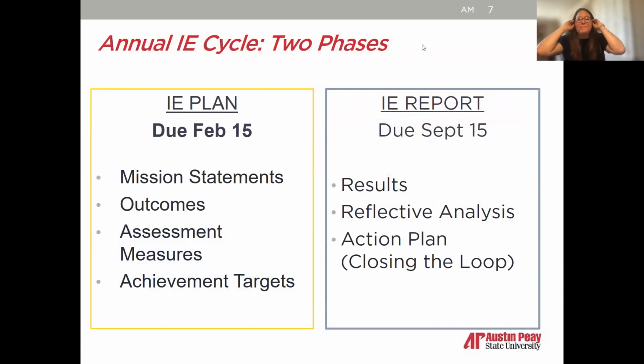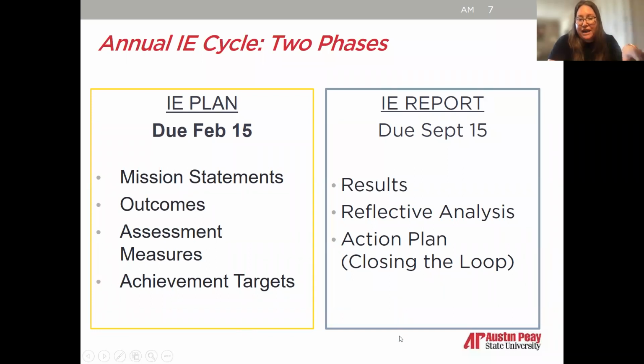I can go ahead. So we have two phases to our IE cycle. One we just finished was the IE reporting cycle or phase, which I'm sure you all fondly recall, getting those reports submitted back in September. So what we're gearing up for again now is the planning phase. So due February 15th is your plan for the next IE cycle, which is the 2023 to 24, which just sounds weird to say out loud. But that's where you're going to include your mission statements, your outcomes, your assessment measures, and then your achievement targets for those measures. So that's what constitutes the plan.